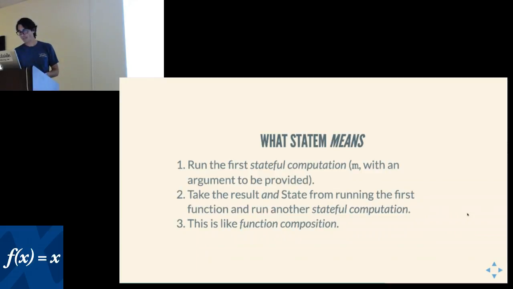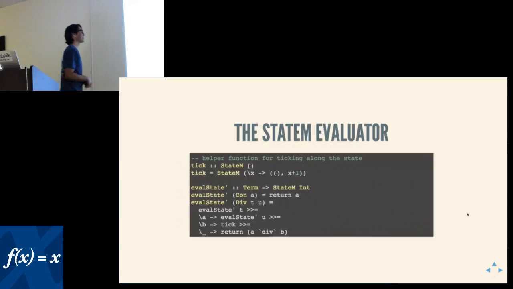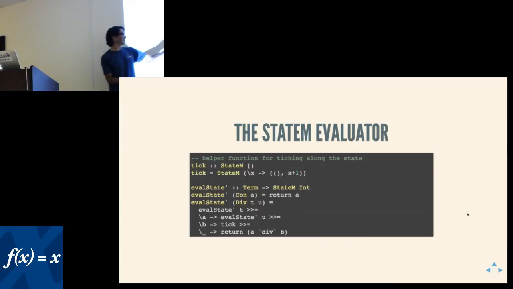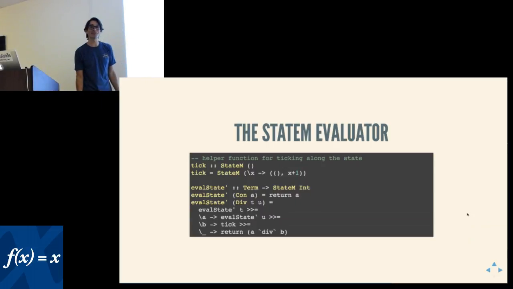And then finally, here's the evaluator for State M. He says, let's make a function called tick. And interestingly, if you look at this, this is the unit value in Haskell, which is like a void. It's a no value. It's a constructor, and this is the only occupant inside it.